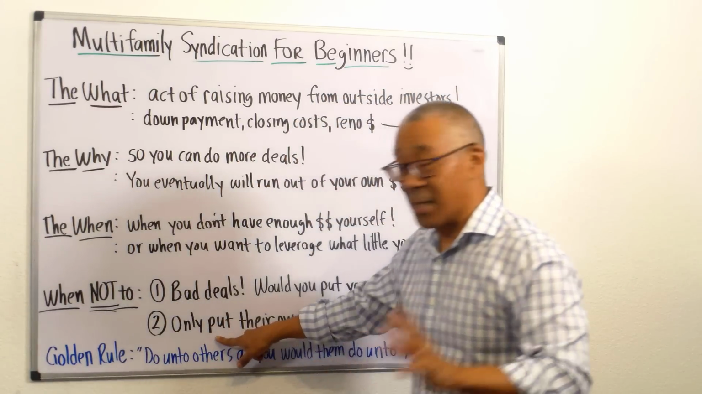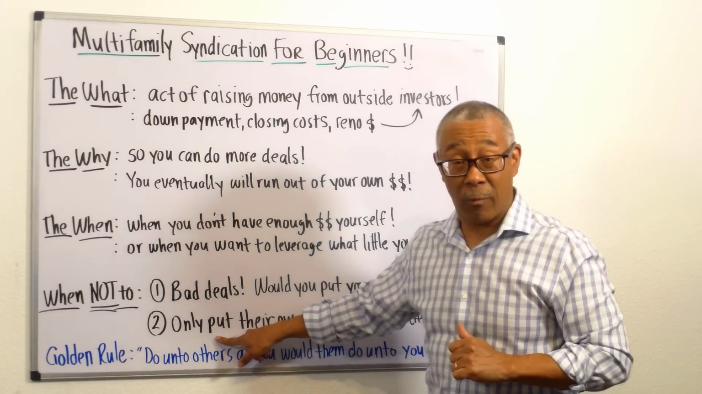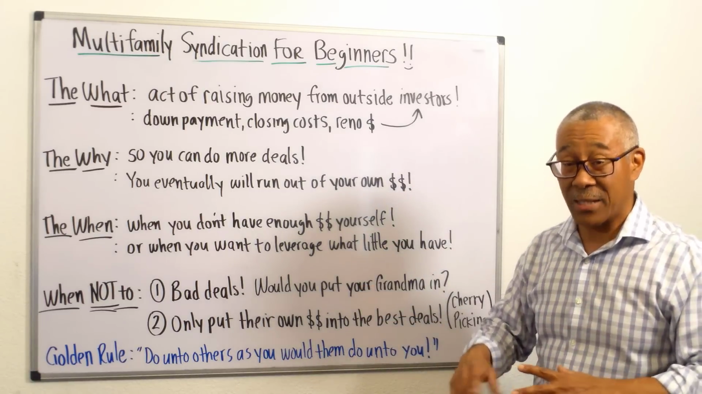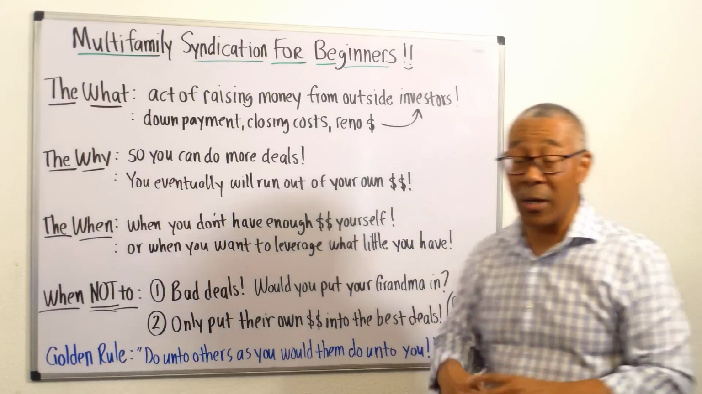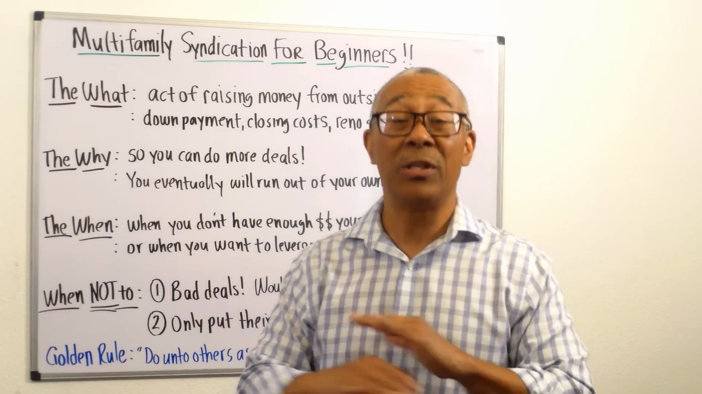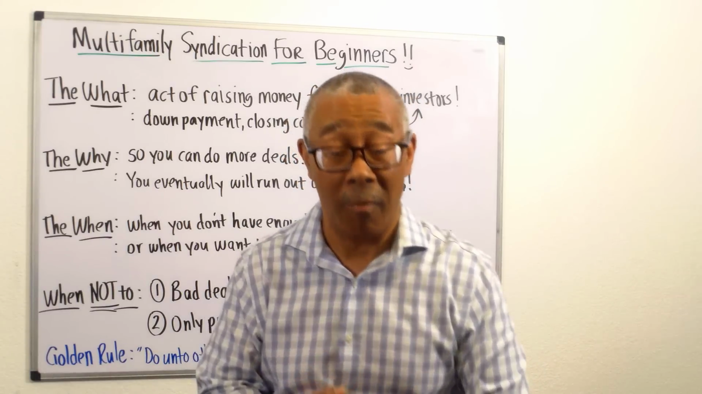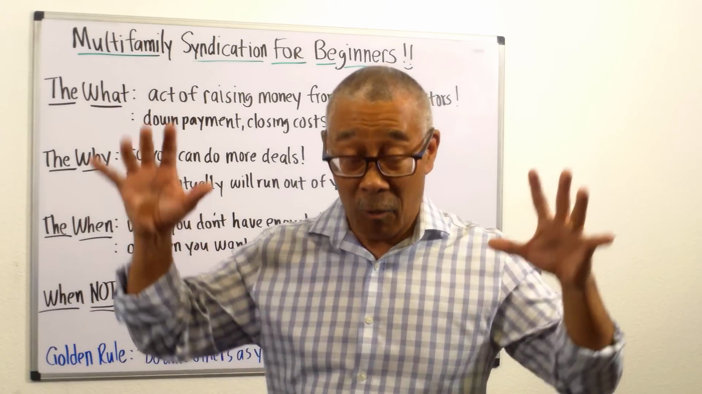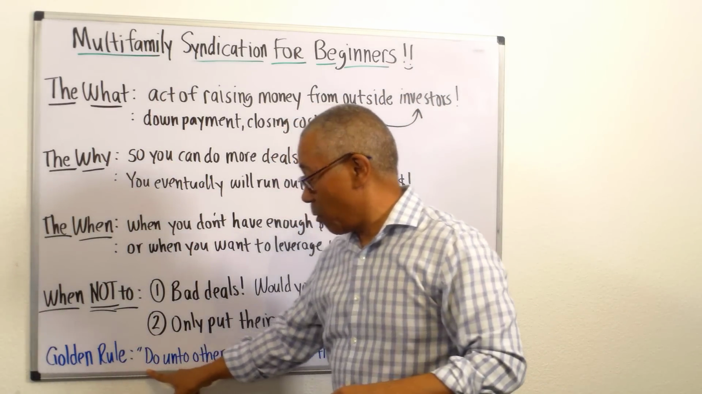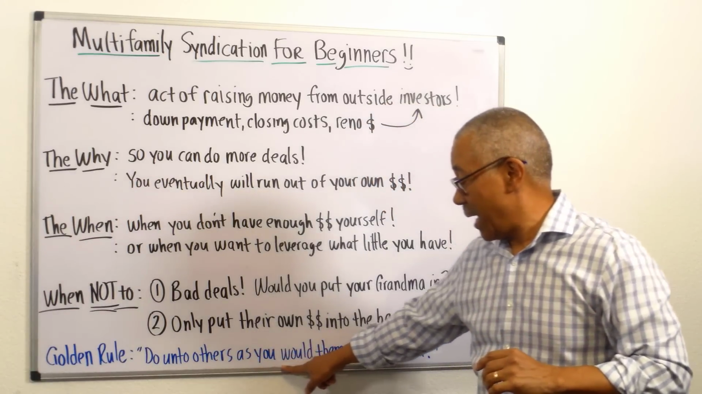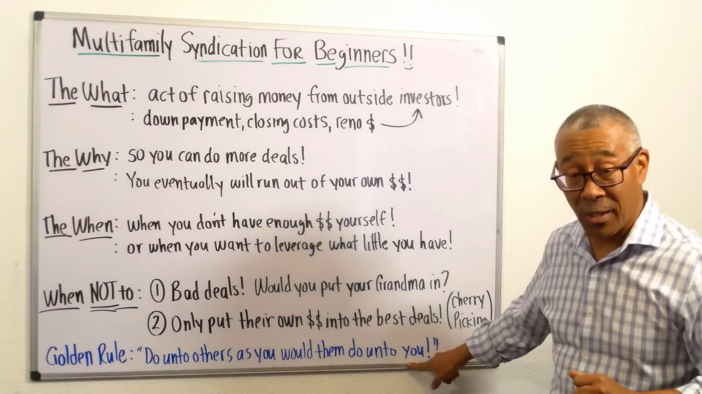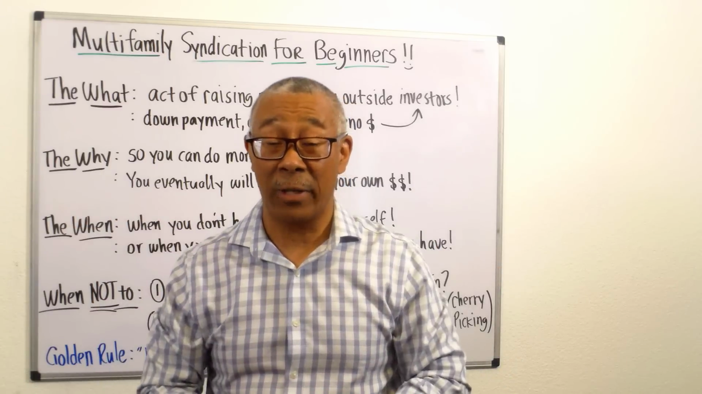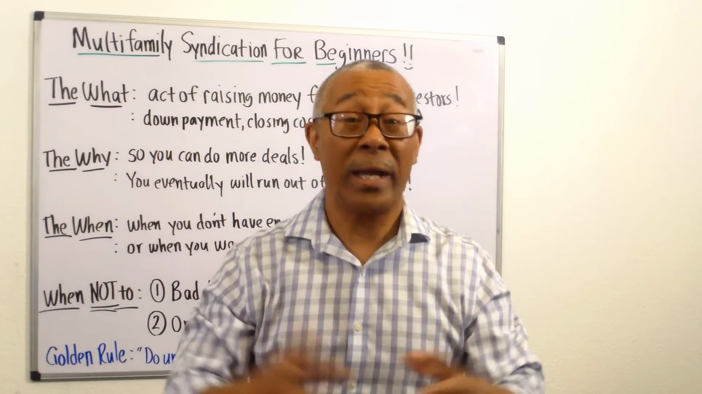Number two, when not to is some unscrupulous people will only put their own money into good deals and their investors into the bad deals. That's called cherry picking, and that's a no-no in multifamily syndication. You never do that. There's a thing called karma: you shall reap what you sow. Instead, I want you to follow the golden rule. The golden rule for multifamily syndication is do unto others as you would have them do unto you. It's about integrity. It's about doing the right thing and doing great deals.